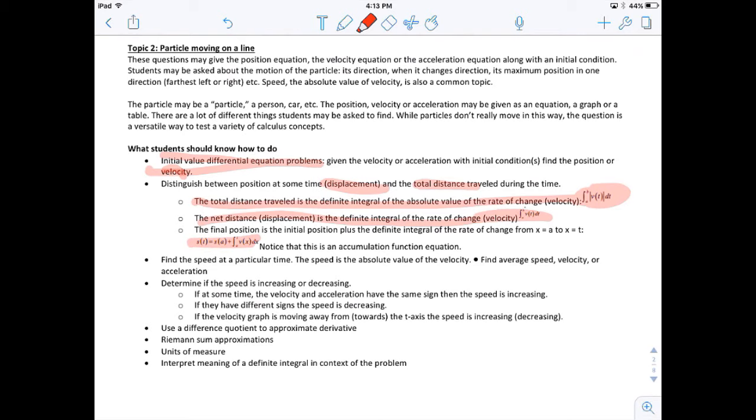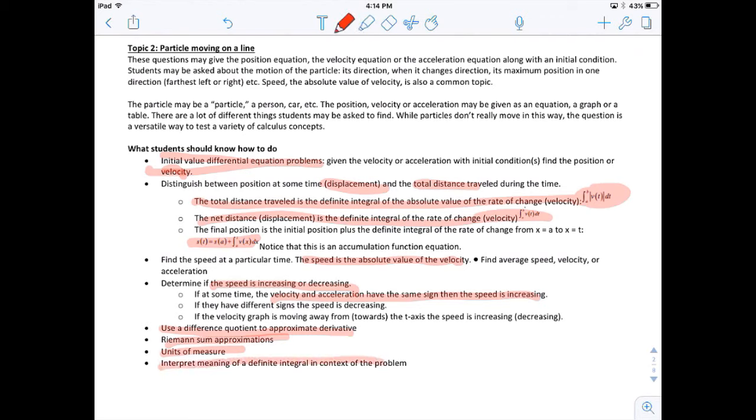To find speed, we are going to take the absolute value of velocity, so find average speed, velocity, acceleration, whatever. Determine if speed is increasing or decreasing, or if something's speeding up or slowing down. You would look at velocity and acceleration having the same sign. And you can also use a difference quotient, right? Finding the average rate of change. A Riemann sum, units of measure come up a lot in here, in interpreting the meaning of a definite integral. So those are sort of all the things you might be asked to do.